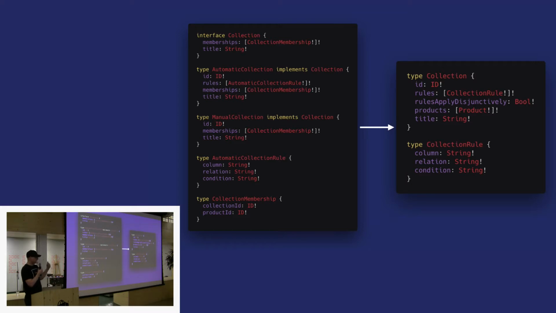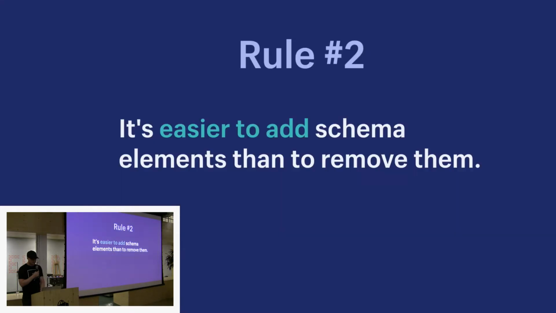Exposing a schema element, like a type, field, or argument, should be driven by an actual use case or need. Rule number 2 is pretty self-explanatory: it's easier to add schema elements than to remove them later, especially because you don't want to deal with breaking schema changes and have to update all your clients.